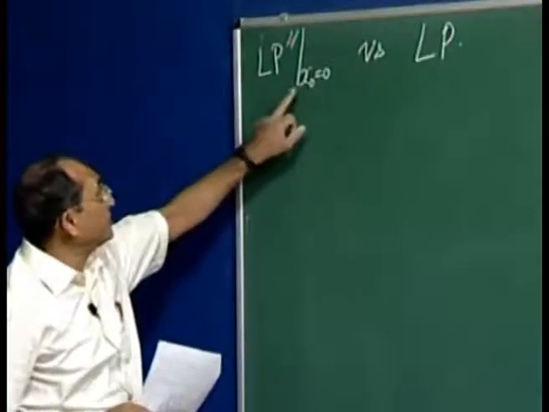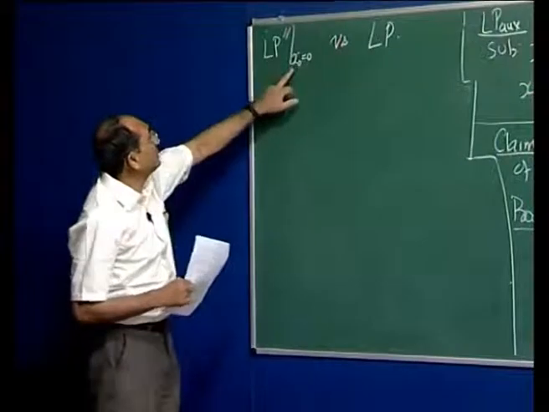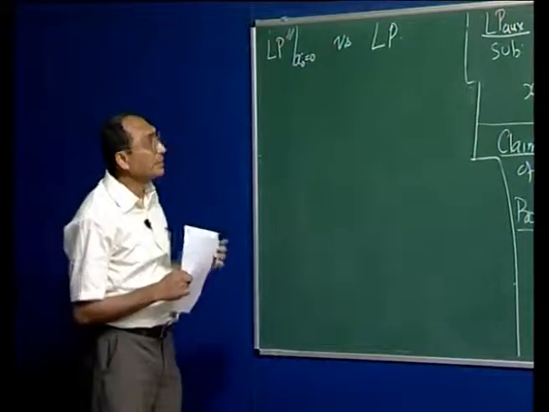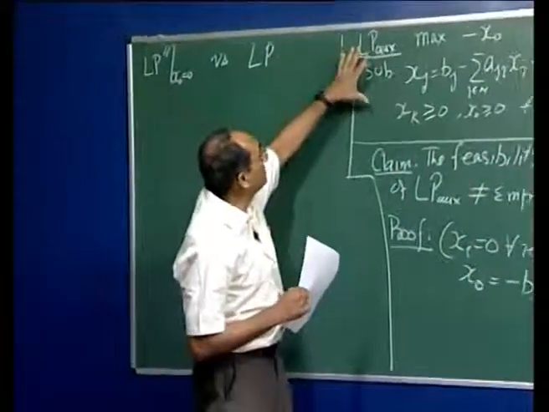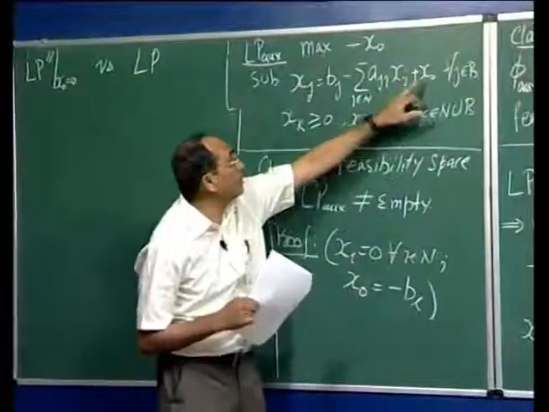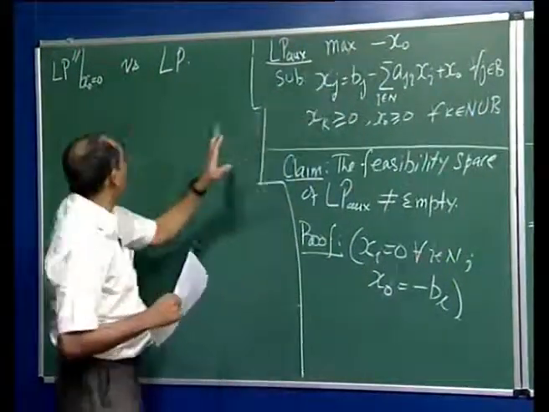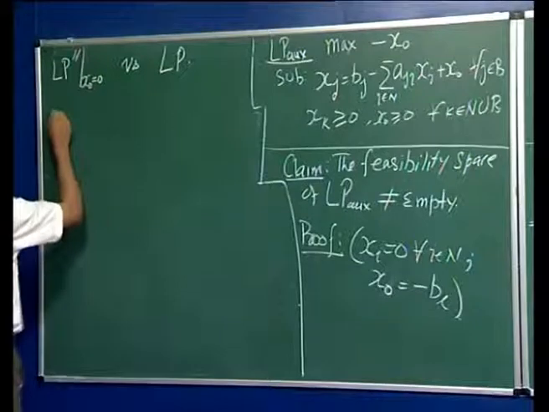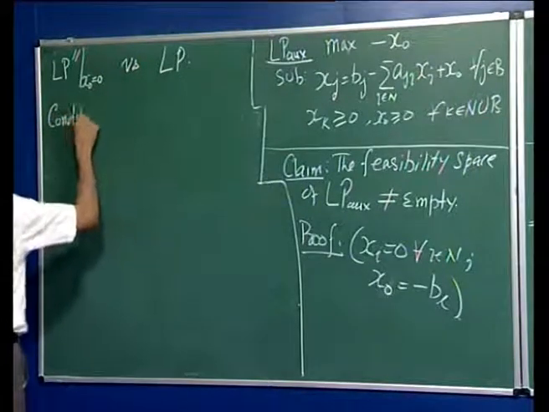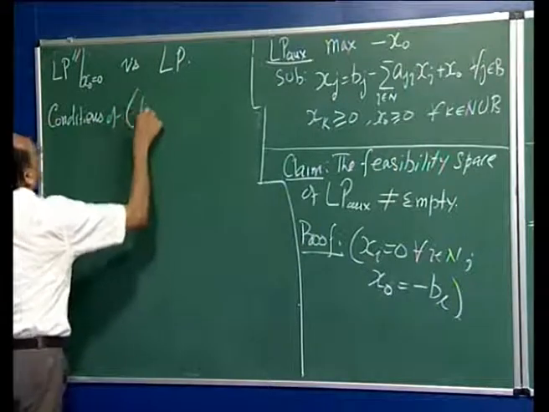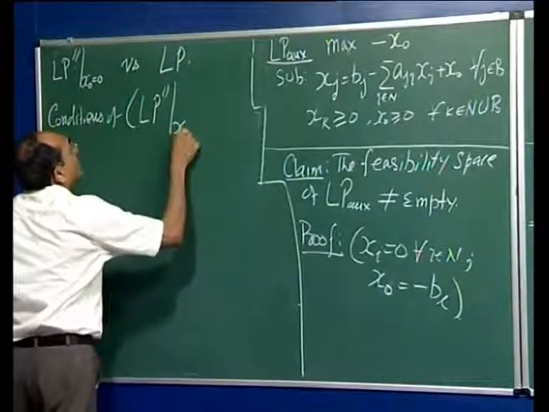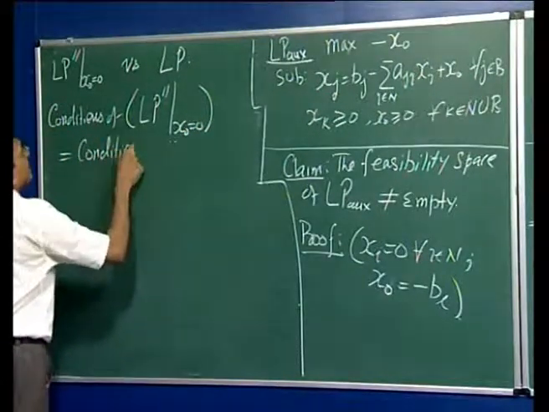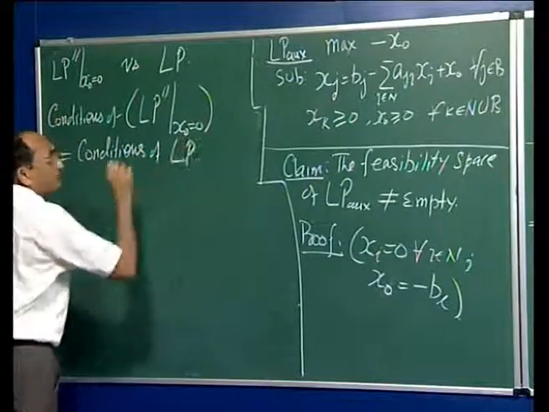Notice that in the basic solution x naught is 0. We can now set x naught to 0 and leave all the other variables as they are. In our auxiliary program, if I force x naught to 0, this program reduces to the original LP as far as the condition part is concerned. So what we notice is that the conditions of LP double prime with x naught forced to 0 are the same as the conditions of LP.